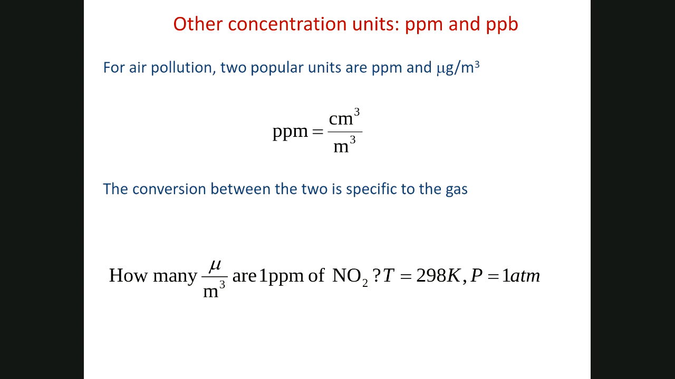So we need to look at a specific example to see how we work out how many micrograms per cubic meter you have when you have 1 ppm of a particular gas. And in this example, I've chosen NO2, nitrogen dioxide. Two things you need to know, or we need to set up, are the temperature of the gas and the pressure. Typically, you look at atmospheric pressure, 1 atmosphere, and what is considered room temperature, 25 degrees, 298 kelvins. So how many micrograms per cubic meter are in 1 ppm of nitrogen dioxide?